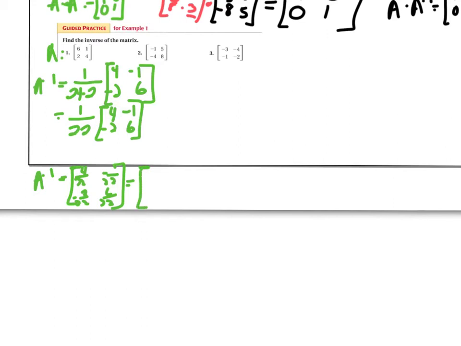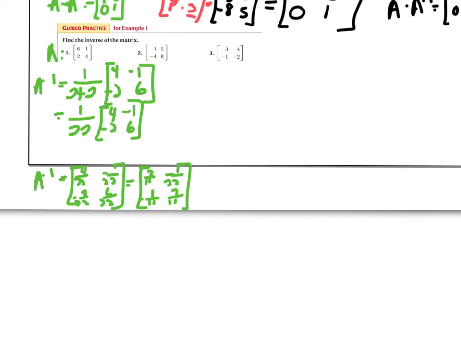4 over 22 can reduce to 2 over 11. This one stays negative 1 over 22. This would be 1 over 11, negative 1 over 11. And then this one, when you divide it by 2, you would get 3 over 11. And that indeed is your inverse matrix. You can always check it to make sure you get the identity back out by taking your inverse matrix times your original matrix. You go ahead and do number 2 and 3, and I will list the answers for you.